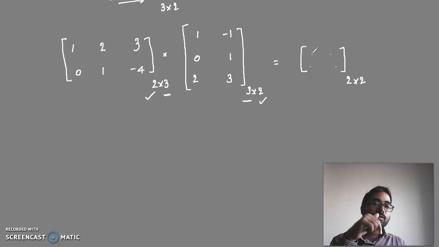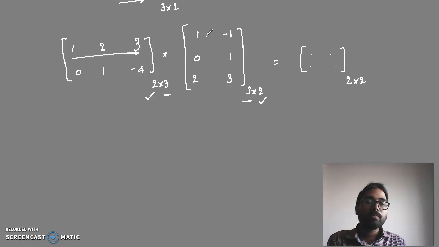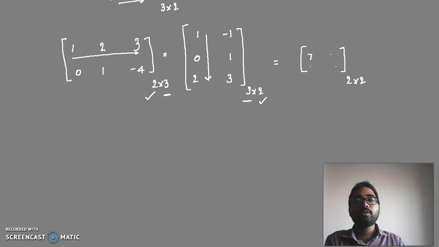So first row, first column: 1 into 1 plus 2 into 0 plus 3 into 2. That is going to be 7. So this element, first row first column, is going to be 7.